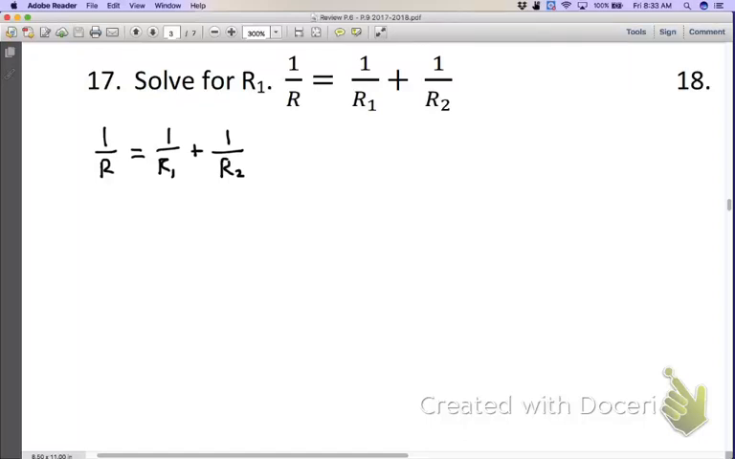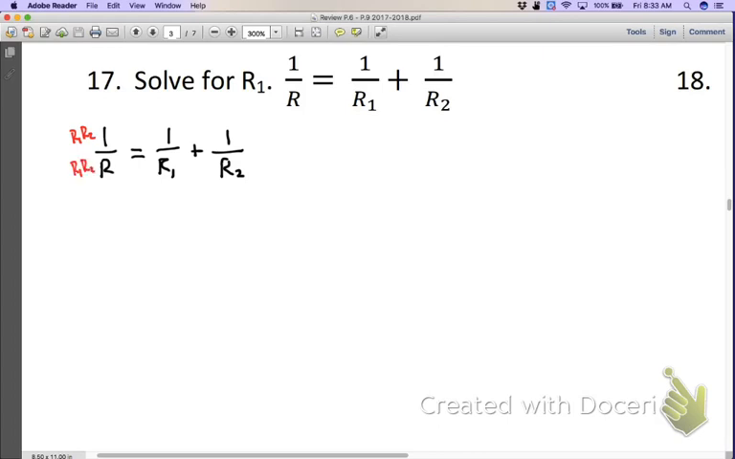Alright, so 17, I have 1 over r equals 1 over r sub 1 plus 1 over r sub 2. So again, I have r as a denominator, so I'm going to need to get rid of the denominators. I'm basically going to multiply everything by what it's missing. So I'm going to multiply the first, or the 1 over r, top and bottom by r sub 1 and r sub 2, and I'm going to do it on the top and the bottom.